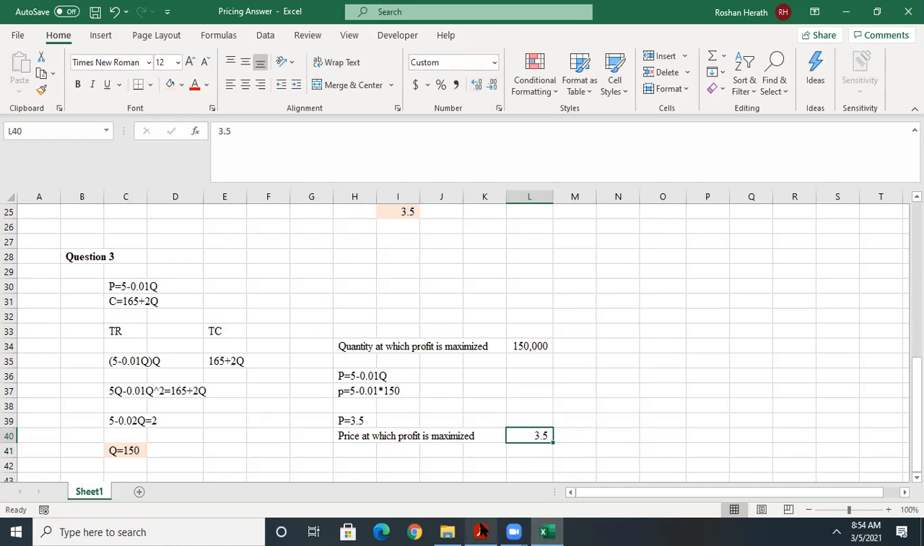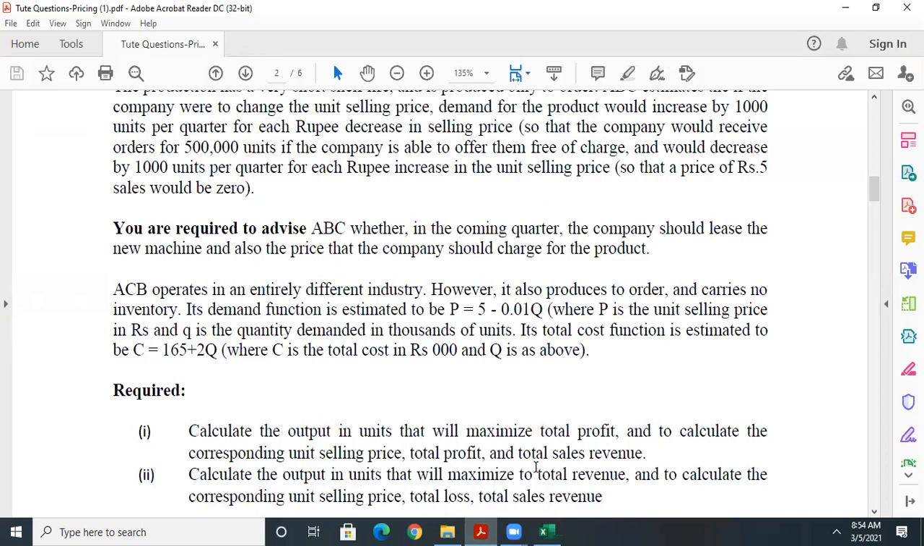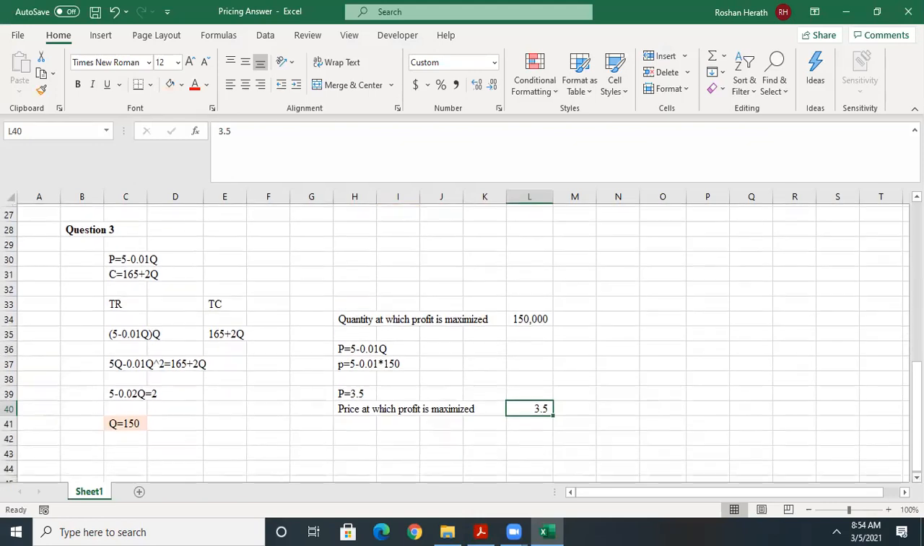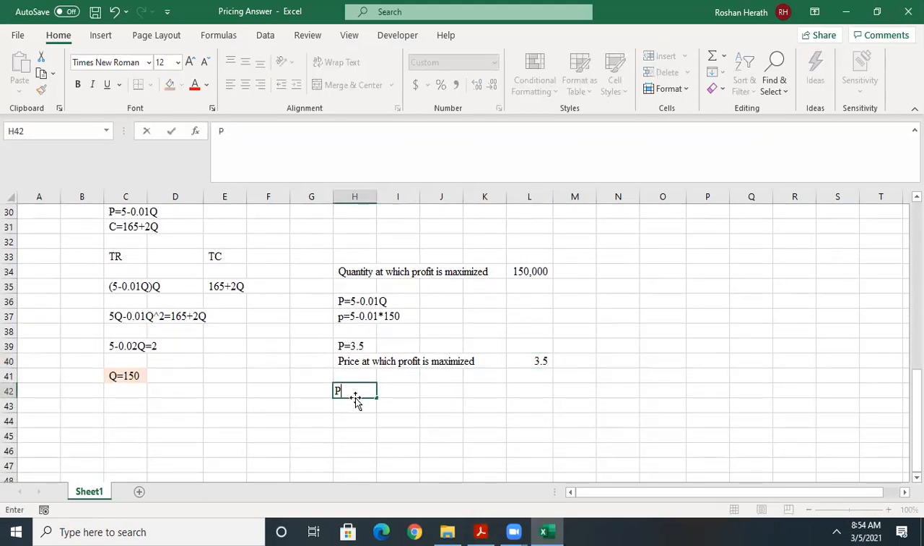Then let's see the other. It asks for the total profit and the total sales revenue. Okay, so let's look at the total profit. The profit equals total revenue minus total cost. The total revenue is 5Q minus 0.01Q to the power 2, and the cost is 165 plus 2Q. So your profit formula comes as 3Q minus 0.01Q to the power 2 minus 165. So this is your profit formula.